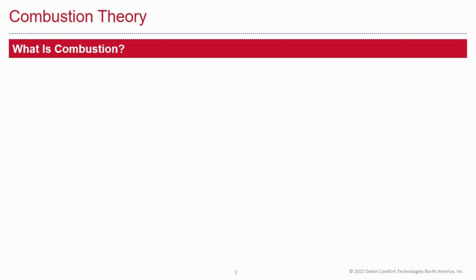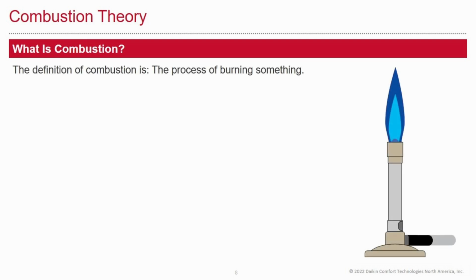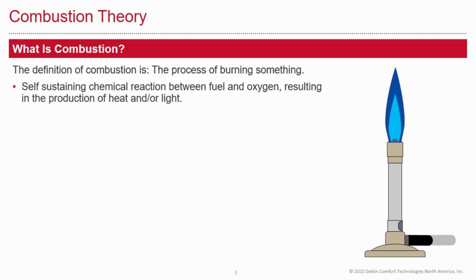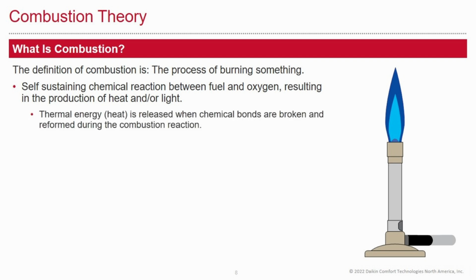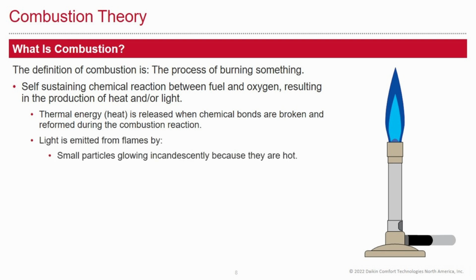What is combustion? The definition of combustion is the process of burning something. It is a self-sustaining chemical reaction between fuel and oxygen, resulting in the production of heat and/or light. Thermal energy, heat, is released when chemical bonds are broken and reformed during the combustion reaction. Light is emitted from the flames by small particles glowing incandescently because they are hot, and electrons releasing excess energy in the form of light.